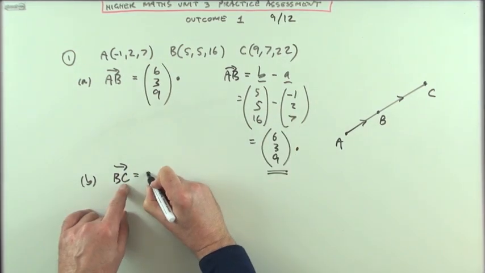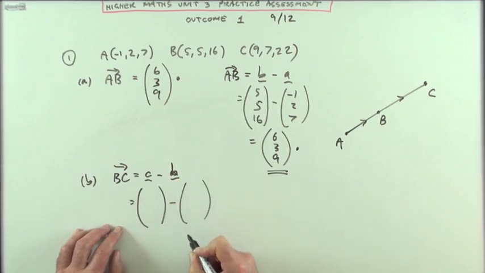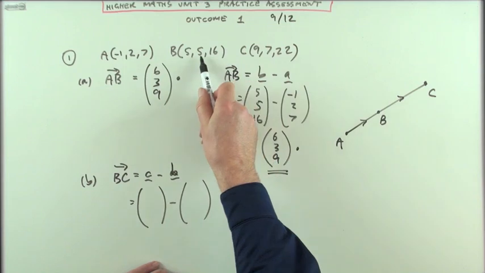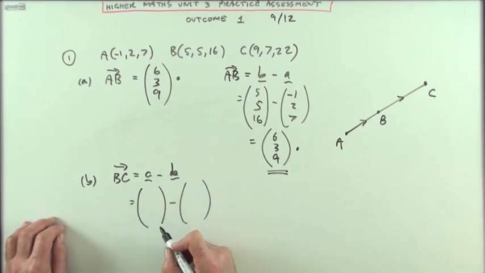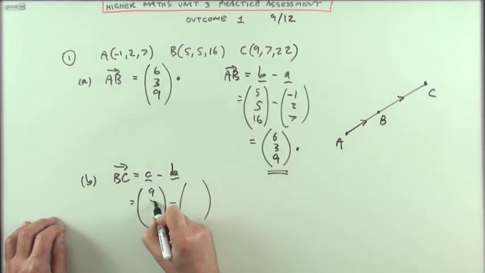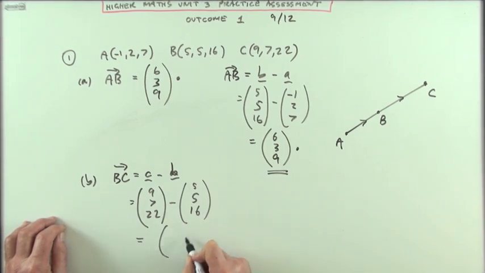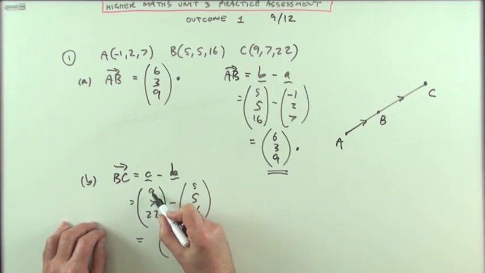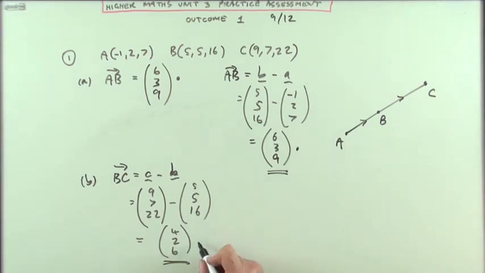I've got AB, so what's BC? Well, I'll just follow this route, C minus B. Again, you know what the answer is going to be: 5 to 9 is 4, 5 to 7 is 2, and that's 6. However, it's safer to do this to begin with: 9, 7, 22 minus 5, 5, 16, just because it slows you down and makes you think about the numbers. 9 take away 5 is 4, 7 take away 5 is 2, 22 take away 16 is 6. Now that would be the second mark for finding a second vector. Whether it was BC or whether it was AC makes no difference.